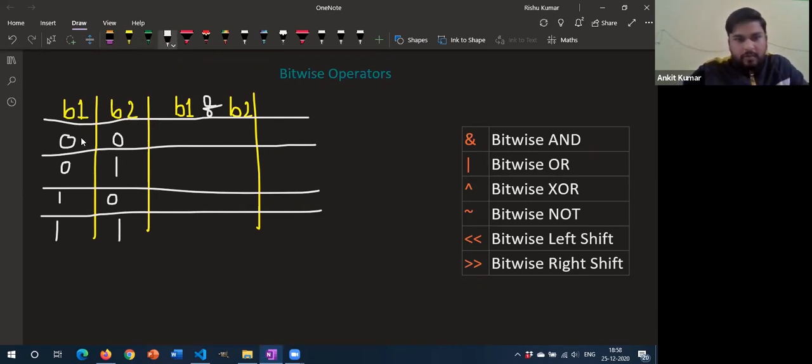Now let us have a look at the bitwise XOR operator. So what happens in the XOR operator? Both of them are 0, your answer will be 0. One is 0, other one is 1, so your answer will be 1. This is 0, this is 1, this is 0, your answer will be 1. But both of them over here are 1, your answer will be 0.